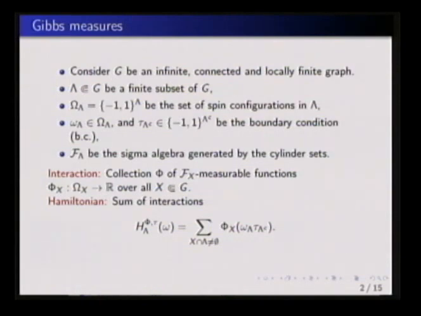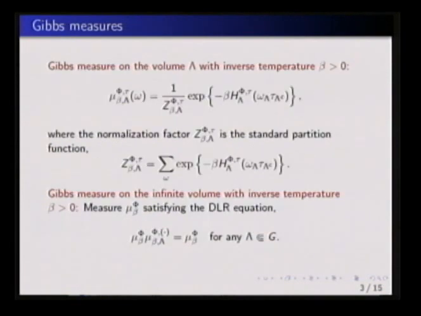So let me define the interactions also. This is a collection of functions f_X over all finite sets X. The Hamiltonian is the natural way to define it, the sum of all the energy, the sum of all interactions. The Gibbs measure on the finite volume lambda with inverse temperature beta is defined in the natural way: the exponential of minus beta times the Hamiltonian, and Z is the normalization factor, called the partition function. We can also define the Gibbs measure on the whole infinite volume G by using the DLR equation. So these are just natural definitions of the Gibbs measures.